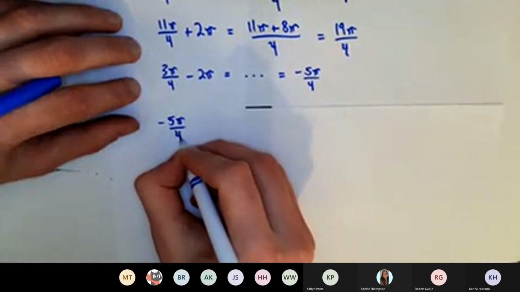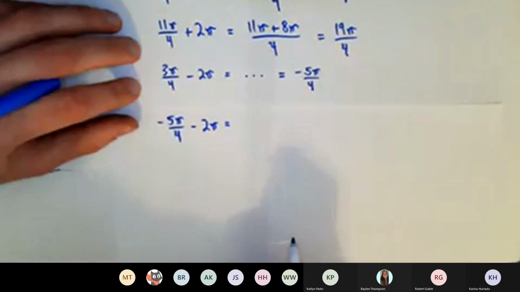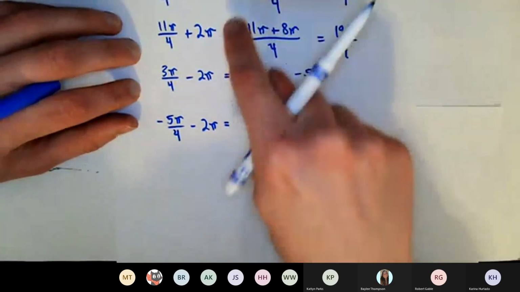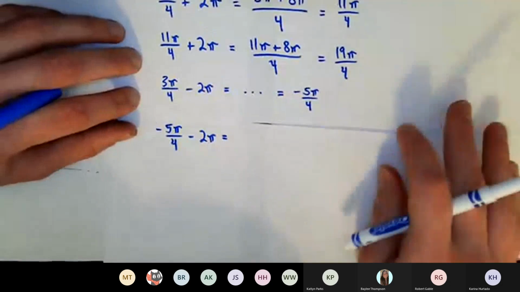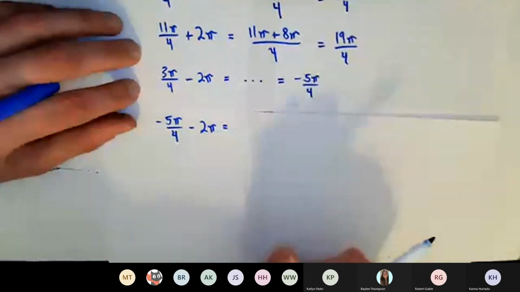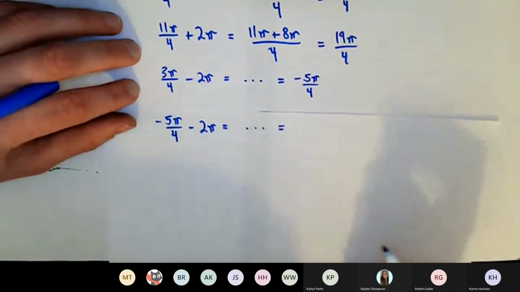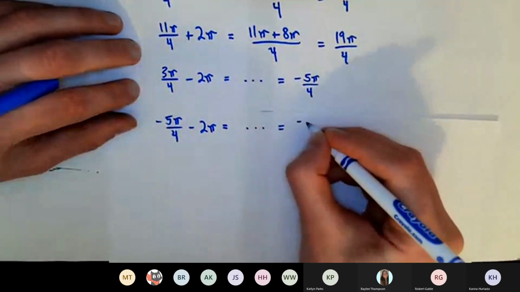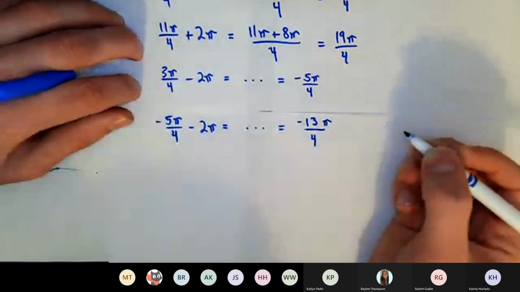and subtract another revolution. So remember, 2 pi here is a full revolution. So I've gone 2 full revolutions in the counterclockwise direction to get these 2 positive ones, and now I'm going clockwise to get the negative ones. So I'm subtracting again, skipping my common denominator steps because I'm trying to rush, and I'm getting negative 13 pi over 4.